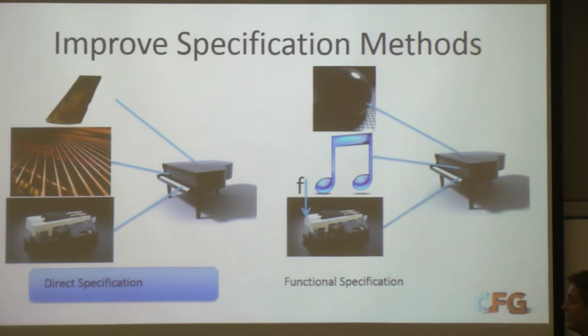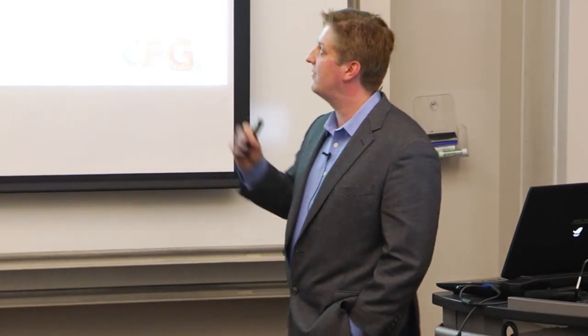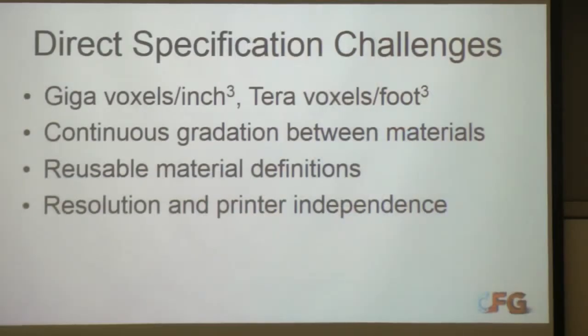So let me talk first about direct specifications, the challenges and the solutions that we provide. In direct specifications, there are the following four main challenges. The first challenge is that when we print at this very high resolution, let's say 600 dots per inch, if we print a cube of material, we have a gigavoxel of data. If we print a cubic foot of material, we actually have a teravoxel of data. So we have lots of problems with the data size of the whole model.